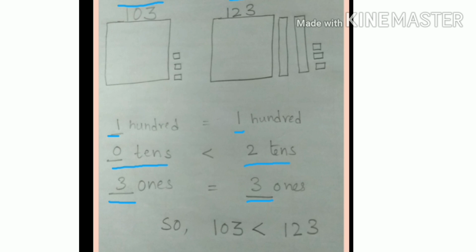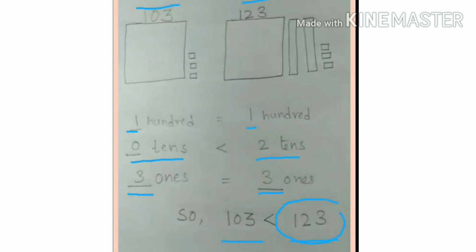Now let us say which number is bigger or greater. In 103 there is 100, 0 tens and 3 ones, and in 123 there are 100, 2 tens and 3 ones. So 123 is greater than 103. So this is the way how to compare the numbers by using place value blocks. Okay. Now let us watch a small video on comparing numbers.